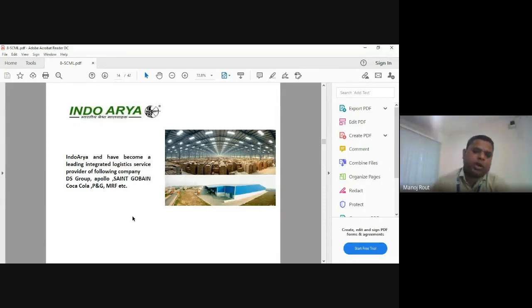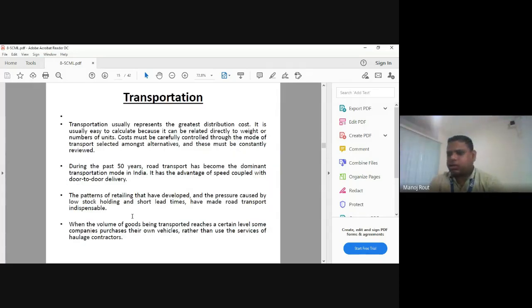So moving to the next one. The most important thing is transportation. The next one is directly concerned with transportation. Transportation usually represents the greatest distribution cost. It is usually easy to calculate because it can be related directly to weight or number of units. The cost must be carefully controlled through the mode of transportation selected among alternatives. So this must be constantly reviewed.